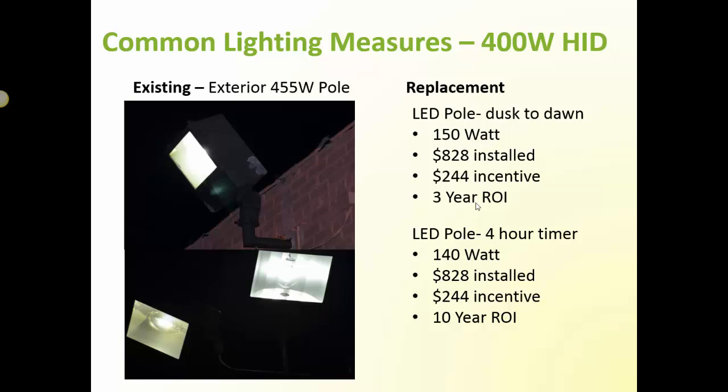The LED pole lights. Okay, so the same light with a 4-hour timer. This means maybe he closes at 10 o'clock, 11 o'clock, and so the light kicks on whenever it gets dark, 5, 6, 7 o'clock, and it stays on until 10 or 11 o'clock, so it's on only 4 hours a night. So you get the exact same install cost. That's meant to say 150 watts. It's meant to be the exact same bulb. But you go from a 3-year ROI to a 10-year ROI. So it's really important to get the operating hours when you go to a facility.